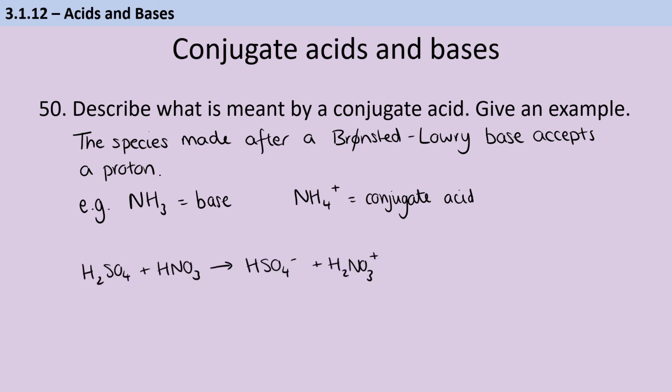Another example we looked at right near the start, where you have sulfuric acid reacting with nitric acid. The sulfuric acid is functioning as a Bronsted-Lowry acid, the nitric acid is functioning as a Bronsted-Lowry base because it's gaining a proton, and so it's this positively charged ion that functions as the conjugate acid.